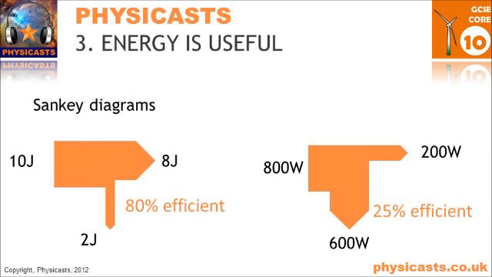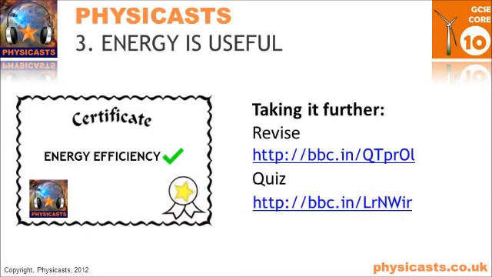Second example, even though this is measured in power rather than energy, it's exactly the same calculation. 800 watts goes into the device, 200 watts is useful, so again the difference of 600 watts is wasted. To calculate the efficiency, 200 watts divided by 800 watts times by 100 equals 25% efficiency. 25% efficiency is a little bit more realistic for certain things like motors in cars.